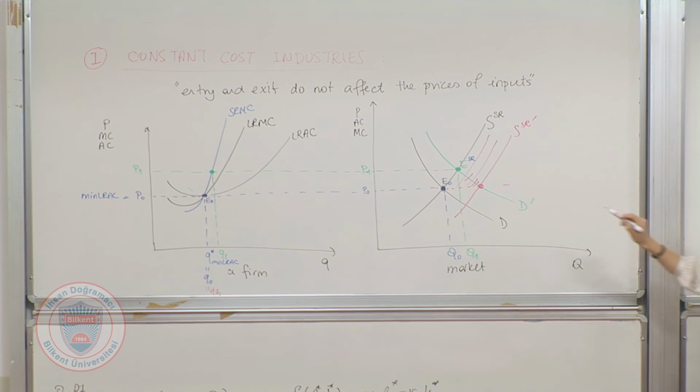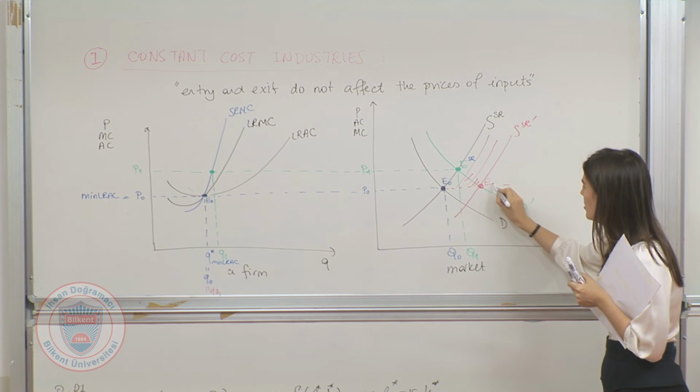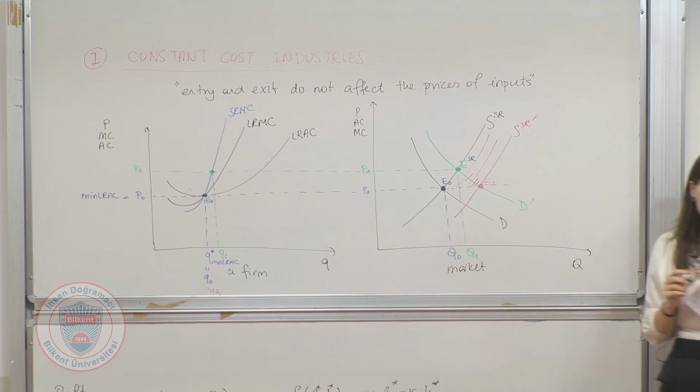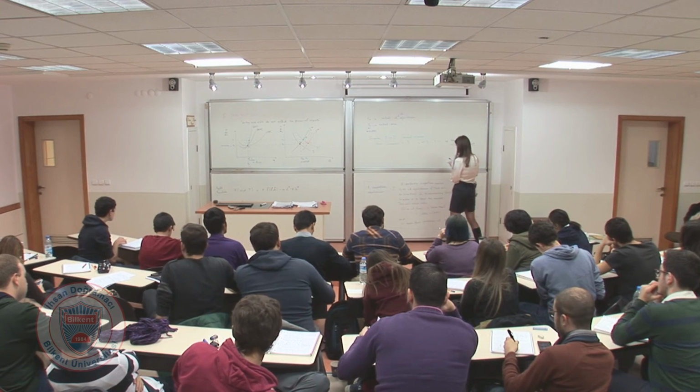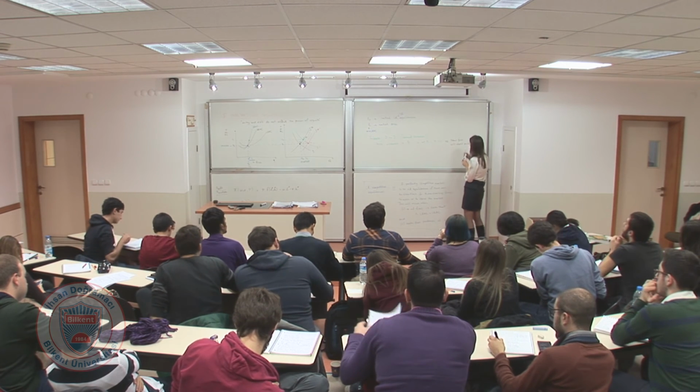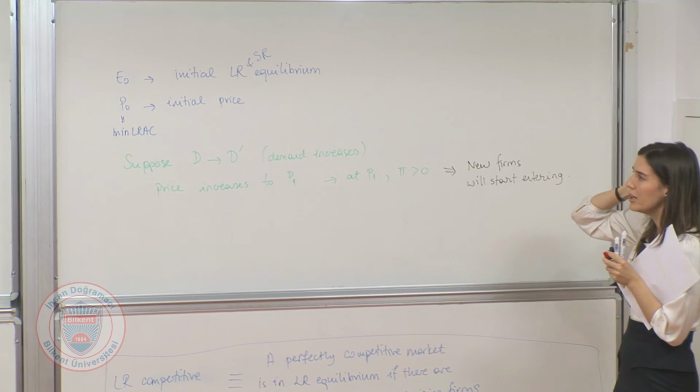So do you think, let me call this E2. Do you think E2 is a long run equilibrium? So then what happened? What has changed? So E2, let's say new firms will start entering, and you know the story.